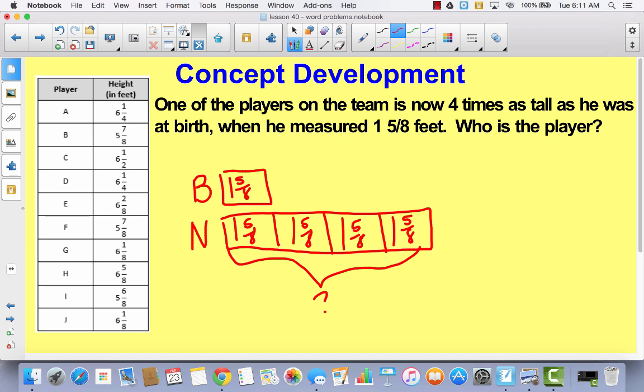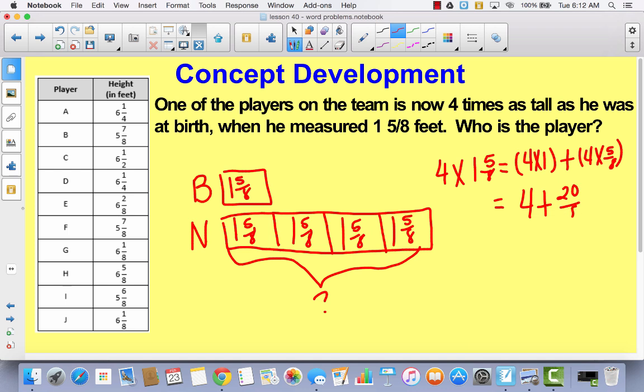Well, I could use repeated addition. I could say 1 and 5/8 plus 1 and 5/8 plus 1 and 5/8 plus 1 and 5/8. Or I could say 4 times 1 and 5/8. Remember when we solved these whole number times a mixed number problems before, we used the distributive property. And we said this is the same thing as 4 times 1 plus 4 times 5/8. So 4 times 1 would be 4, and 4 times 5/8 would be 20/8.